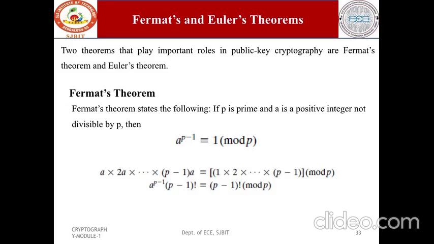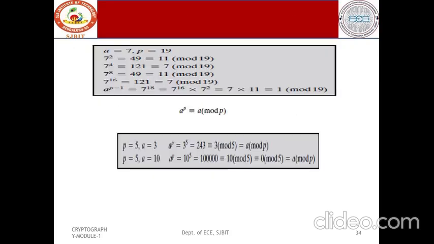An alternative form of Fermat's theorem is also useful. If p is prime and a is a positive integer, then a^p is congruent to a mod p. The first form of the theorem requires that a be relatively prime to p, but this form does not. So if p is equal to 5 and a is equal to 3, then a^p is equal to 3^5, that is 243, so it is congruent to 3 mod 5.